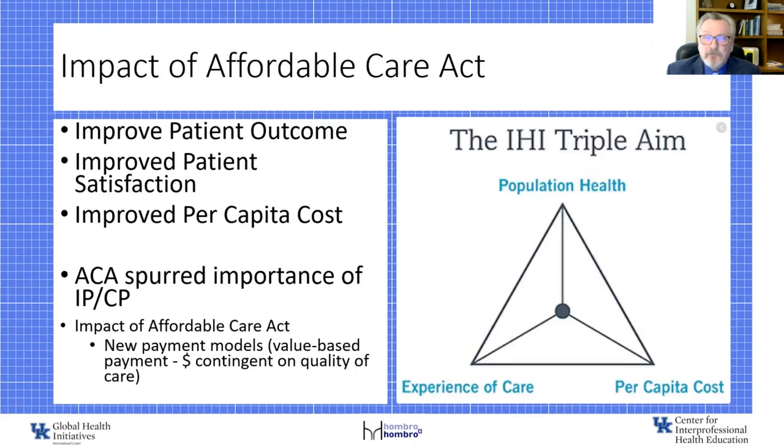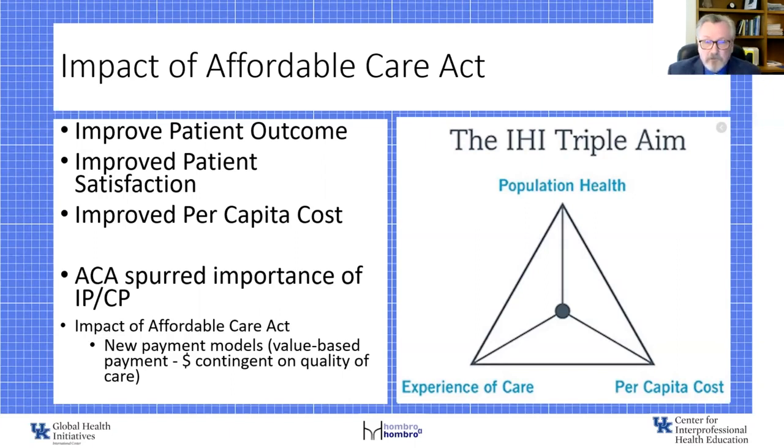Recently, one of the areas of transformation that we're talking about here, the Institute for Healthcare Improvement, talks about the triple aim, which is to have improved patient outcomes, obviously, improved patient satisfaction, and improved per capita cost. This was spurred on by the ACA, and this is probably one of the reasons I would say that interprofessional education has really been spurred on in the past few years, because it's based on payment methods.